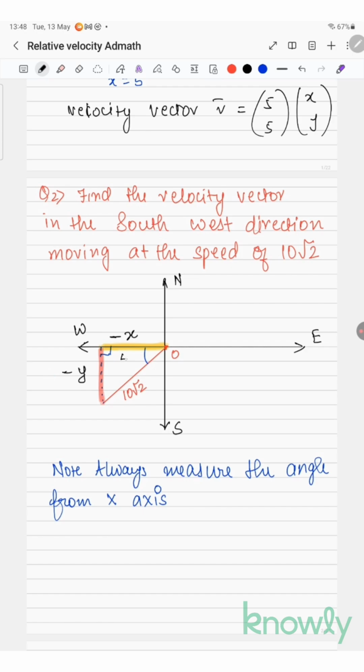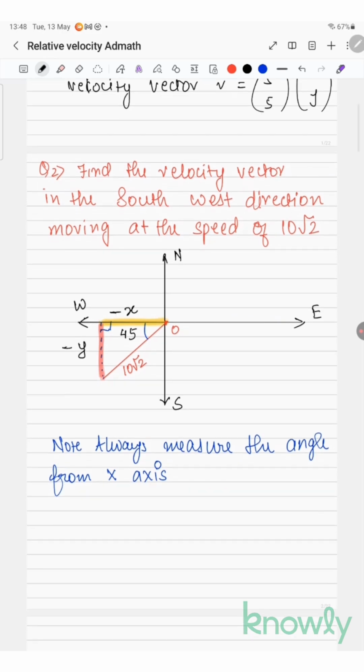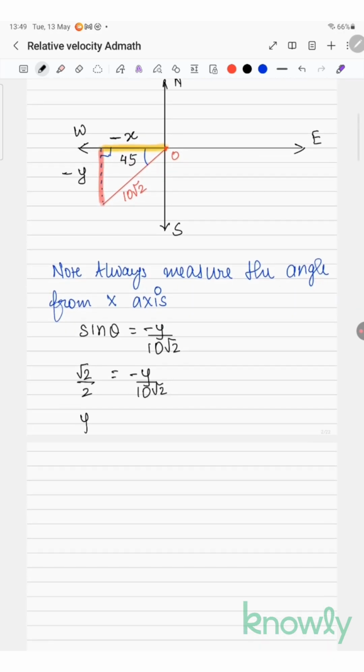So this is negative y. And the angle in the southwest, so it's exactly in the middle of south and west. So can I say the angle is 45 degrees? So again I'll use sine theta and cosine theta over here. Sine theta is opposite over hypotenuse. So opposite is minus y, hypotenuse is 10 root 2. So this is root 2 by 2 equals minus y over 10 root 2, right? So y equals minus 10.